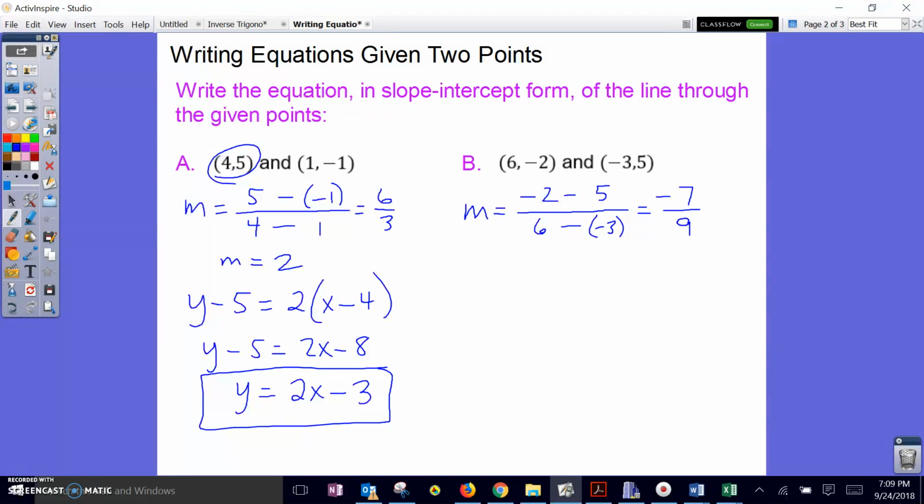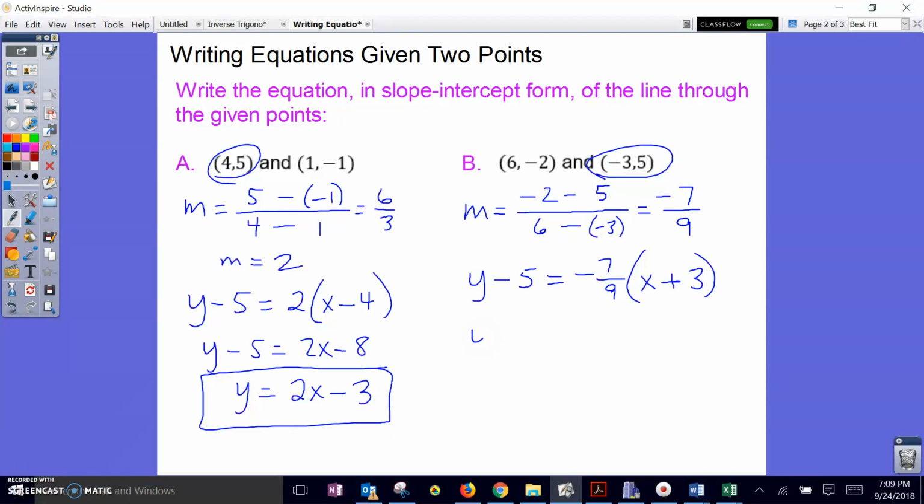And now I want to pick one of the 2 points. You know what, just for variety's sake, this time I'm going to pick the second point. Again, doesn't matter at all. So I'm going to take y minus the y coordinate is equal to the slope times the quantity x minus the x coordinate, and x minus negative 3 becomes x plus 3.